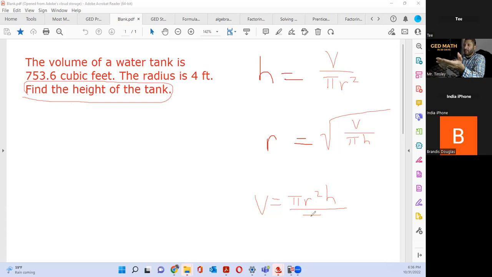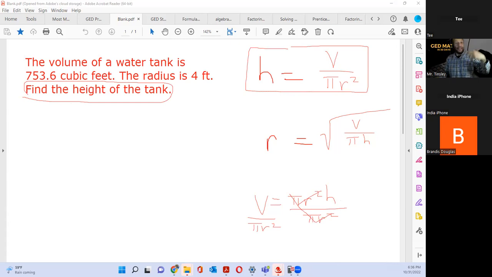So here we're going to divide by pi r squared. We know our algebra rules. Whatever you do on one side, you do on the other. The pi's cancel, the r squareds cancel, and we're left with this formula here. So now, once you understand that's what you have to do, you grab your what?